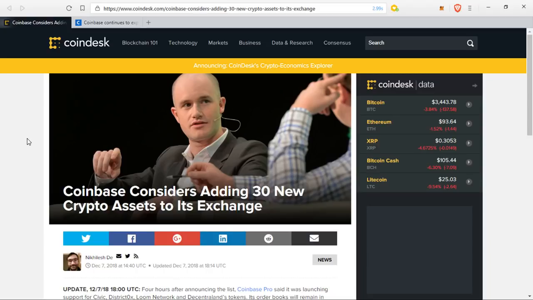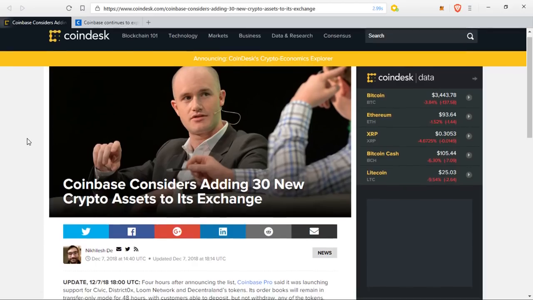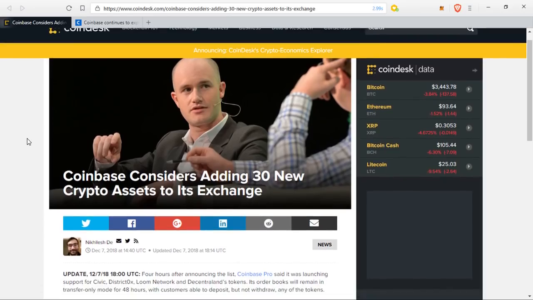Have some very good news for, I'm pretty sure, many people out there. Coinbase has announced that they are going to be adding 30 new assets to their cryptocurrency exchange. So it says, 4 hours after announcing the list, Coinbase Pro said that it was launching support for Civic, District 0x, Loom Network, and Decentraland's tokens.